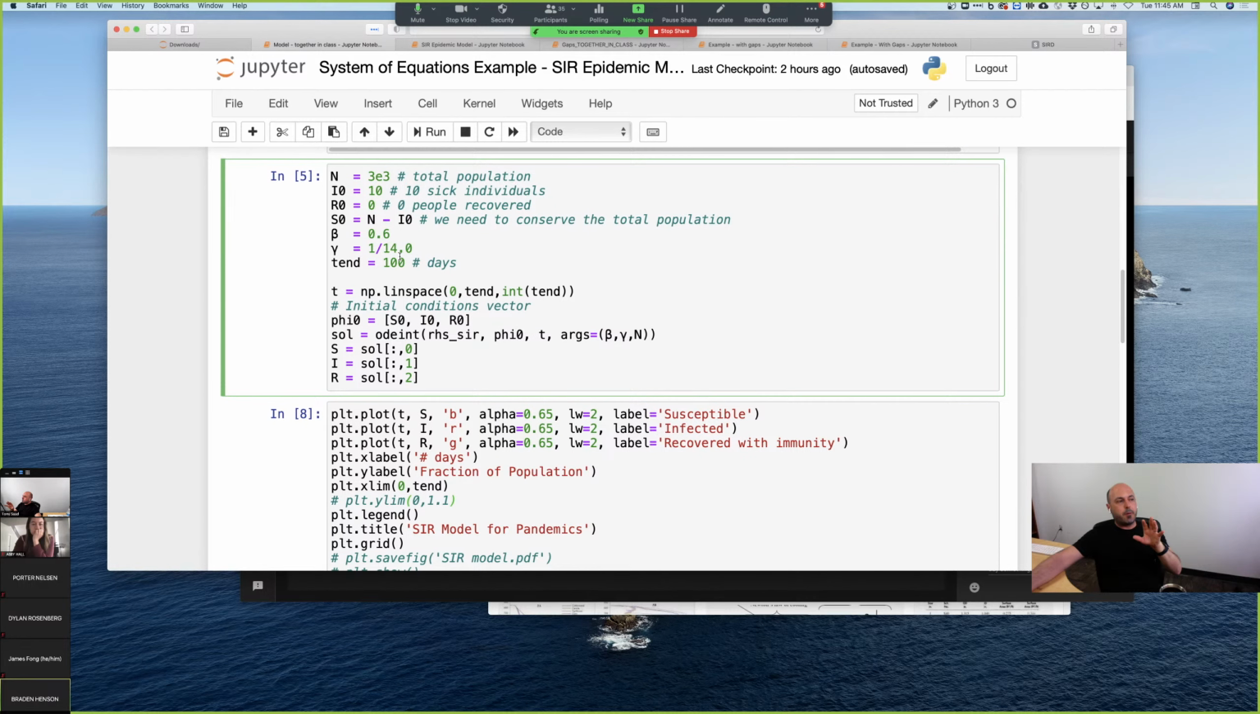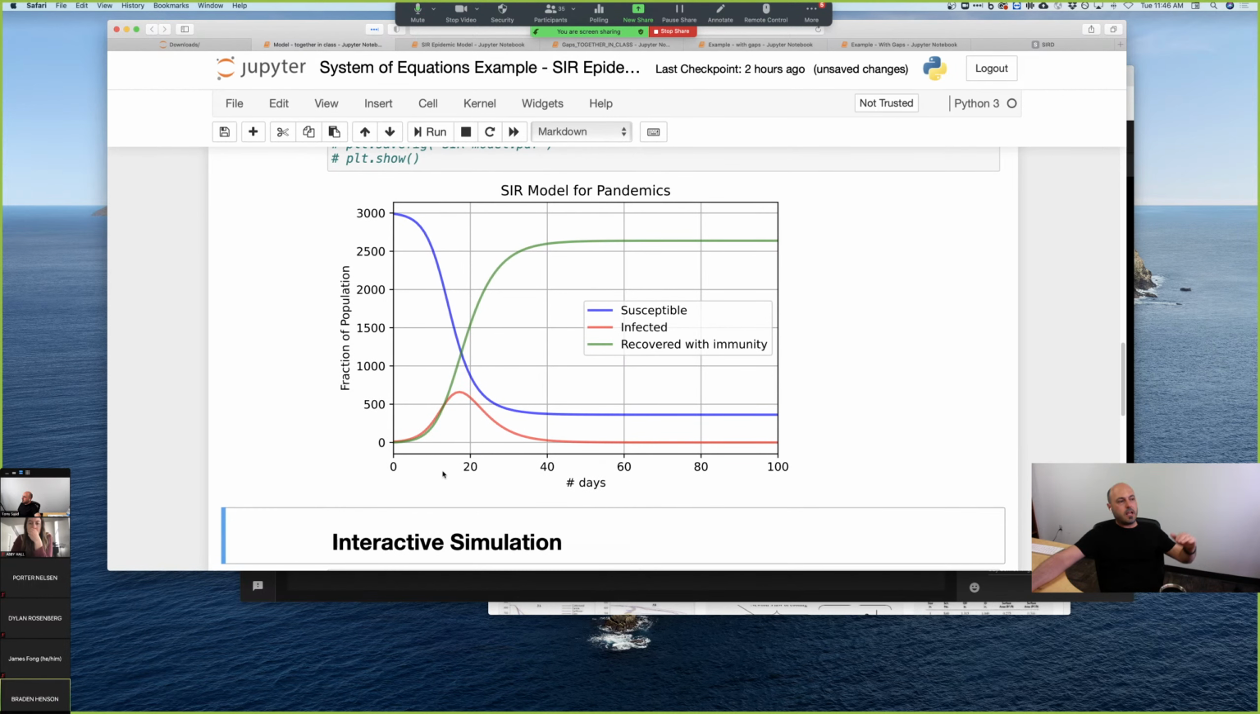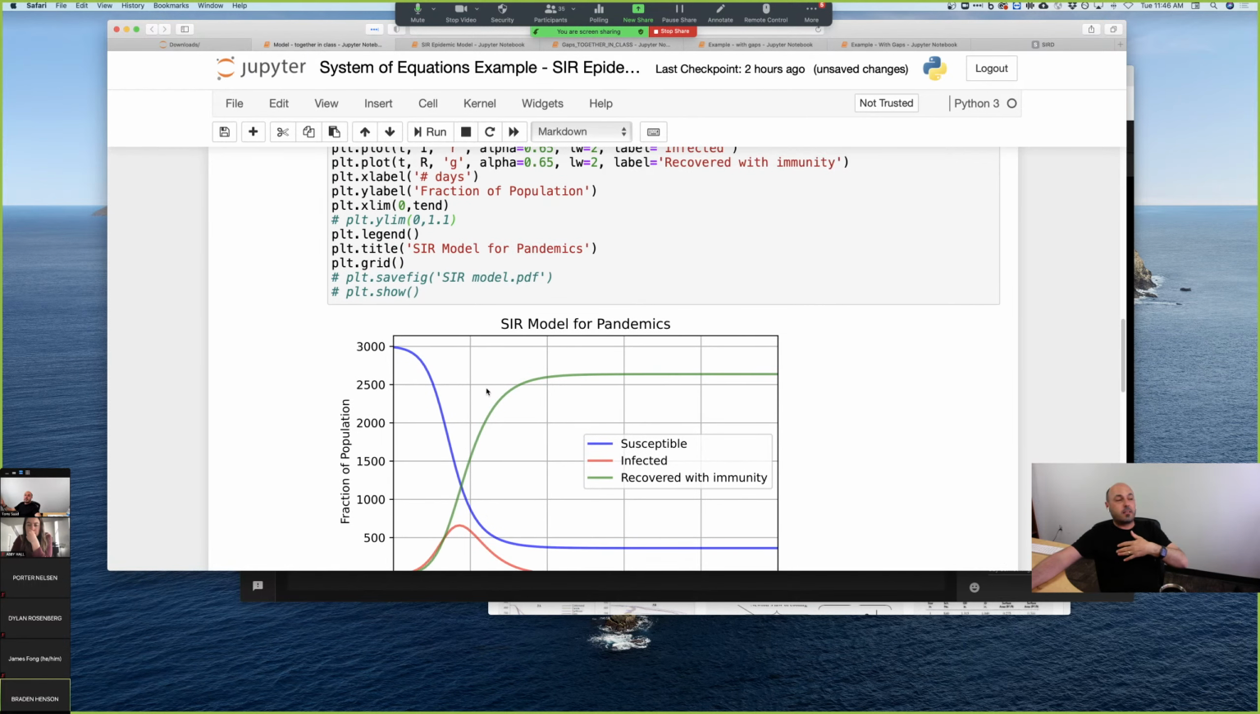And so if we change gamma, if we were dealing with a disease that had a very short recovery, what's going to happen? So let's change that to 1/4 and run it. Look at that. The peak went down significantly. The red peak went down significantly. Why? Because people have a smaller chance of infecting others because their recovery is shorter, right?